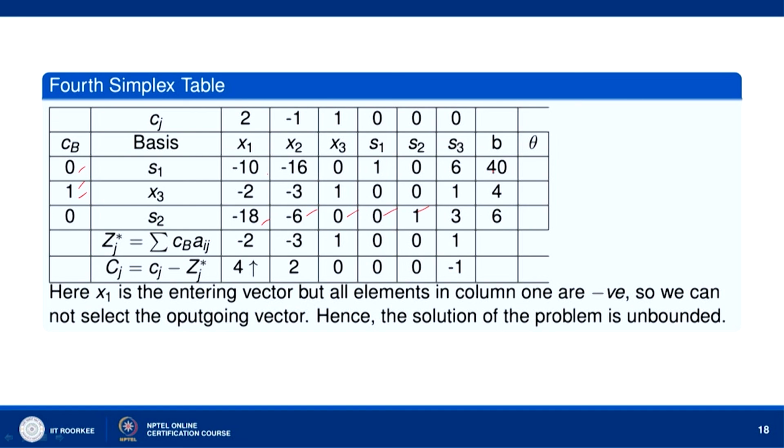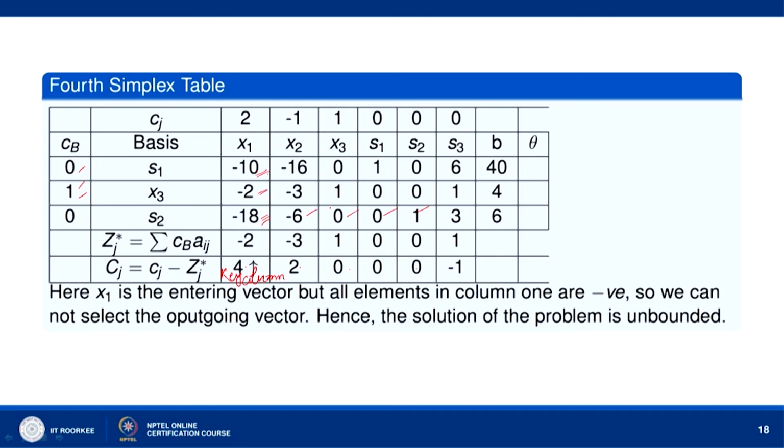In this table we have found the values of Z j star and the corresponding values of C j. C j is 4, 2, 0, 0, 0, minus 1. There are 2 positive values, but the value 4 is the maximum. So, this is our key column, which means x 1 is the incoming variable. Let us find the outgoing variable, but we notice that all the values in the x 1 column are negative: minus 10, minus 2, minus 18.